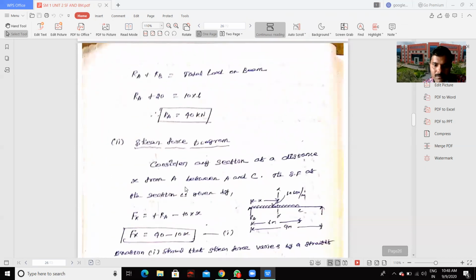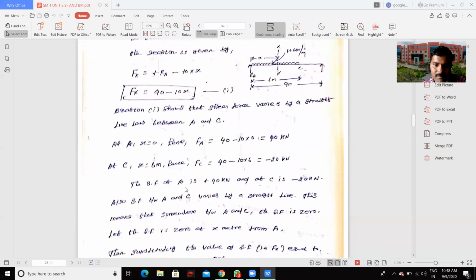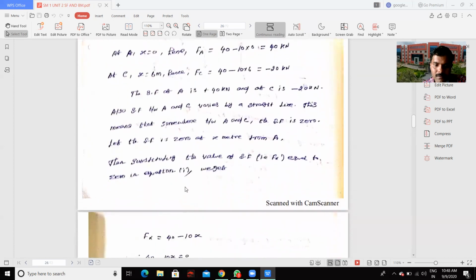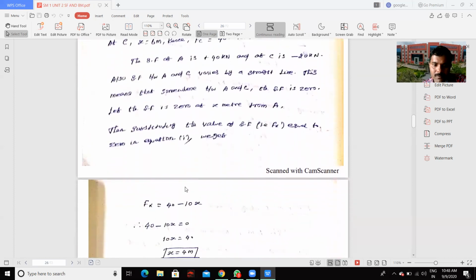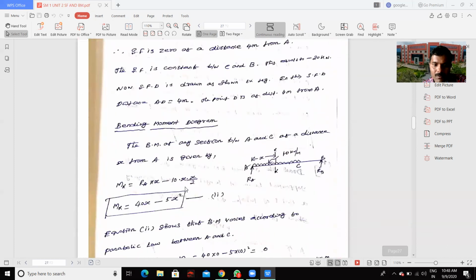Right. So this is how you have to draw the shear force and bending moment diagram for a simply supported beam which is subjected to a uniformly distributed load.